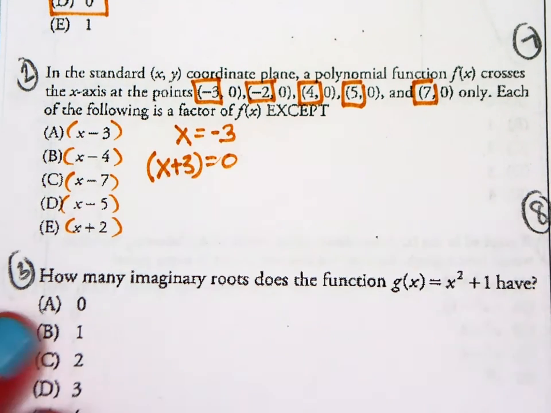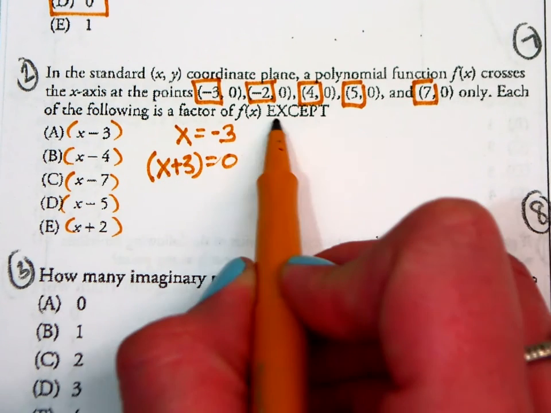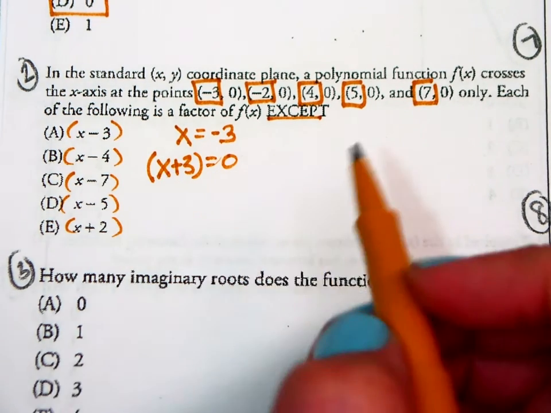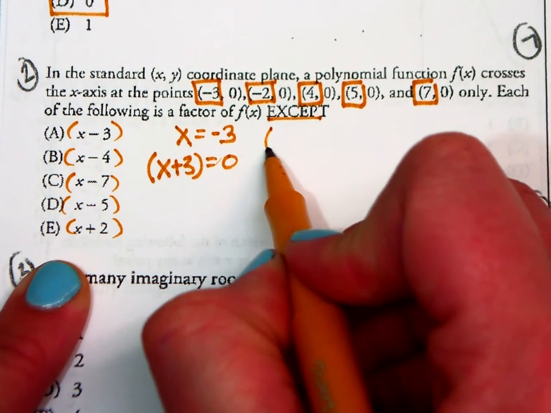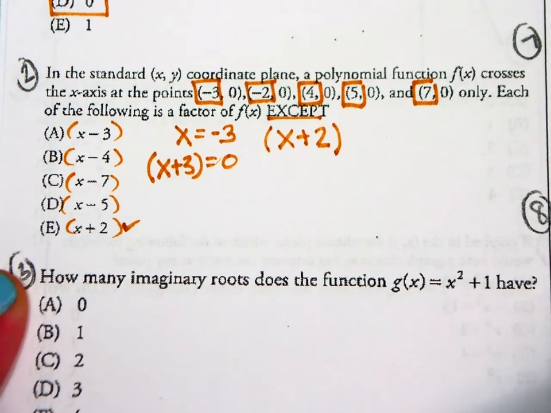In order to get these correct answers, we're looking for which one is not a 0. So x equals positive 3. I don't see that as an answer choice. Over here with the -2, this would be x plus 2. Well, x plus 2 is on here, so we're good.